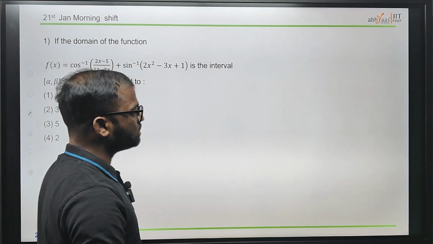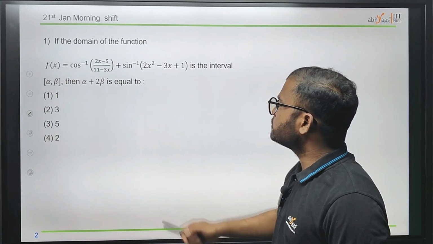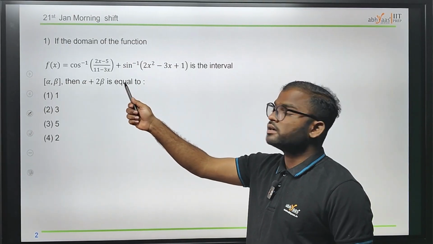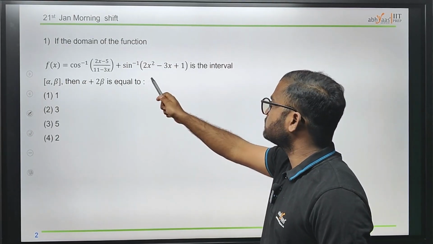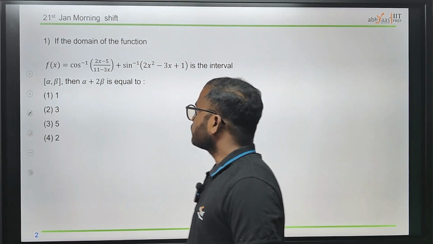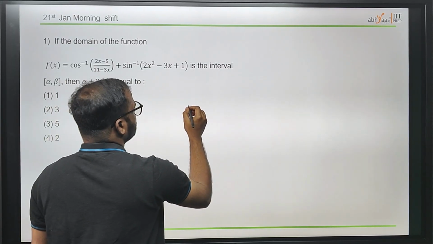Okay, firstly, if you observe this question, they ask for the domain of the inverse trigonometric function, which is cos inverse of (2x minus 5) divided by (11 minus 3x) plus sin inverse of (2x square minus 3x plus 1). Okay, if you see, we know which is they given the cos.